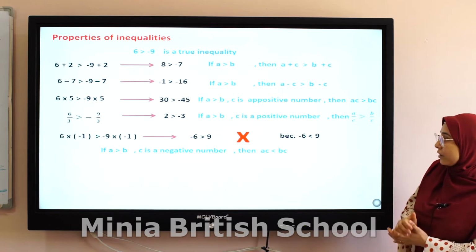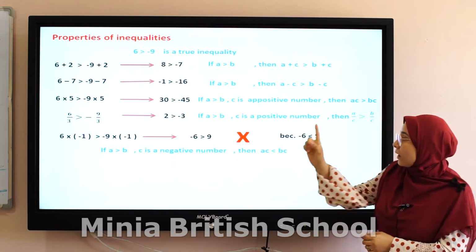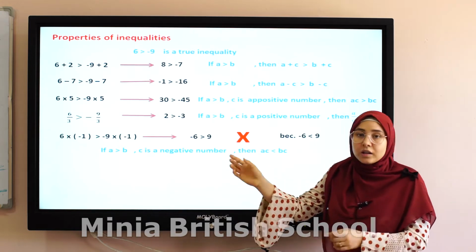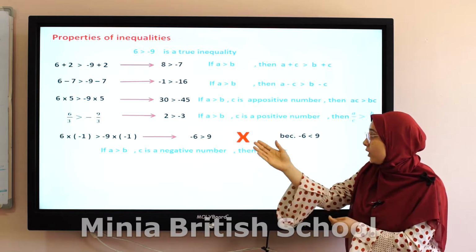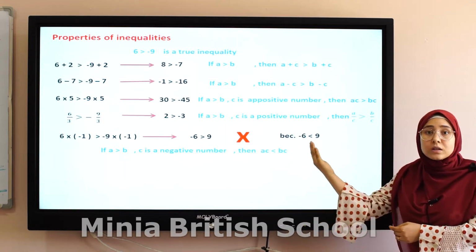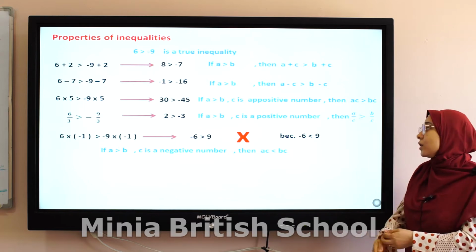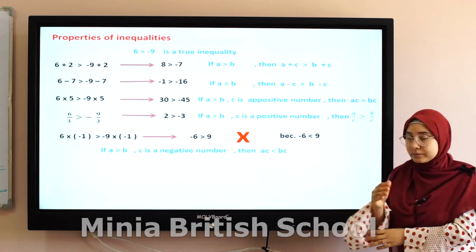Like here, -6 greater than 9, it's false. I will change the sign of the inequality to what? To the opposite sign to make this inequality true.